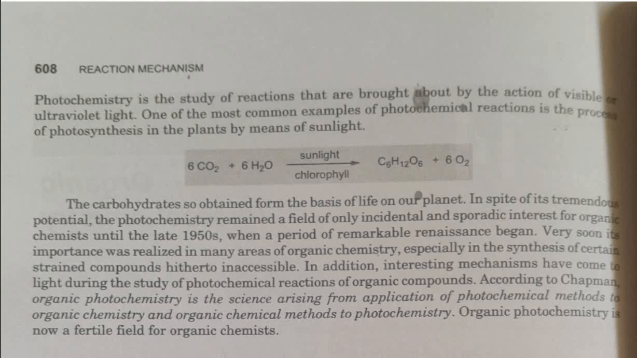Today in this video, I am going to talk about photochemistry. So what is photochemistry? Photochemistry is a study of reactions that are brought about by the actions of visible or ultraviolet light. One of the most common examples of photochemical reactions is the process of photosynthesis in plants by means of sunlight. You can see here carbon dioxide reacts with water in the presence of sunlight under the conditions of chlorophyll. You will get carbohydrate and oxygen.